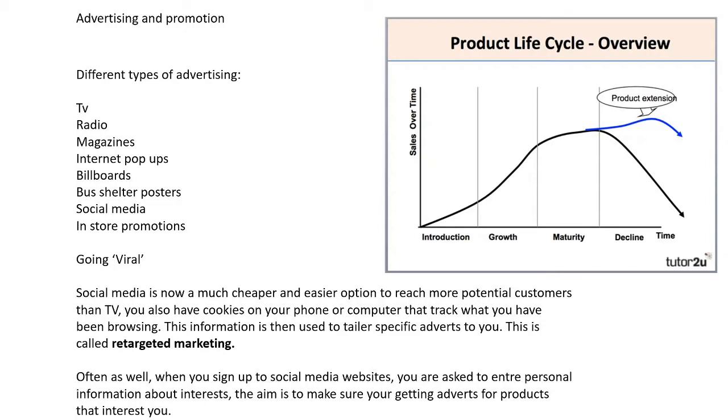Often as well, when you sign up to social media sites, it asks you to enter personal information like name, age, that sort of thing. But then it'll also ask you to put in a few interests about you. So they think, oh, we're going to tailor it more towards you. But really what it's saying is, I know what you like now, and I'm now going to promote these products for you to buy.